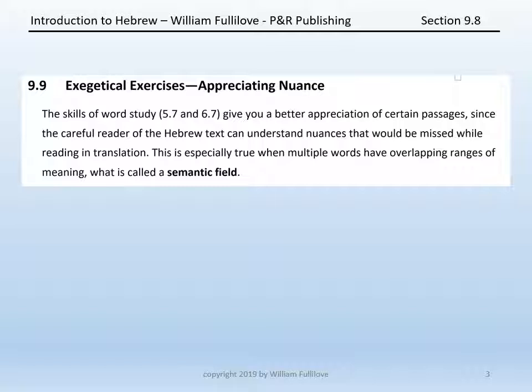And with the word study skills you know from Chapters 5 and 6, you can start getting some of those nuances, especially when various Hebrew words have overlapping ranges of meaning. Then it can be helpful to understand why the author picked one word and not the other, and how that helps you understand the nuance of a passage. Chapter 9 will work through some examples to help you understand how to figure that out.